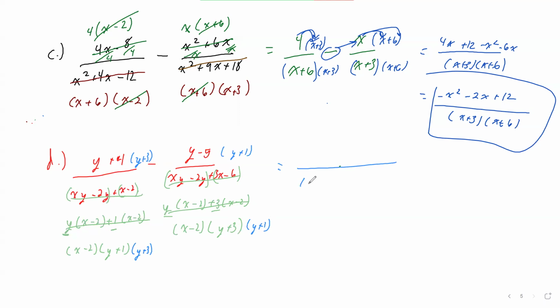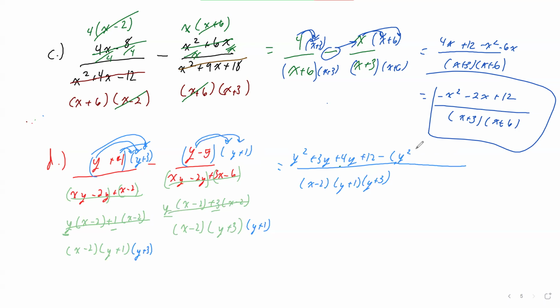So now on the bottom, I have x minus 2, y plus 1, and y plus 3. And then I'll fold these out. So it becomes y times y, which is y squared, y times 3, which is 3y, 4 times y, which is 4y, and 4 times 3, which is 12, minus parentheses, because I want to be able to know I'm subtracting. Y times y is y squared.